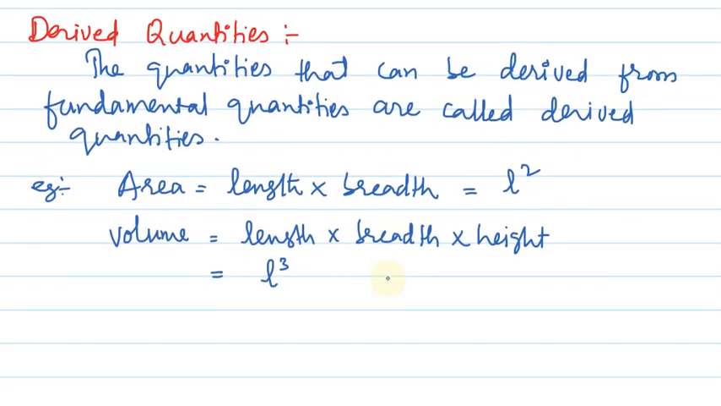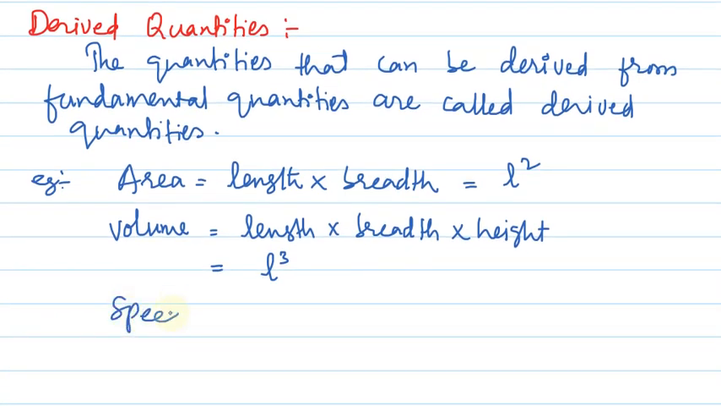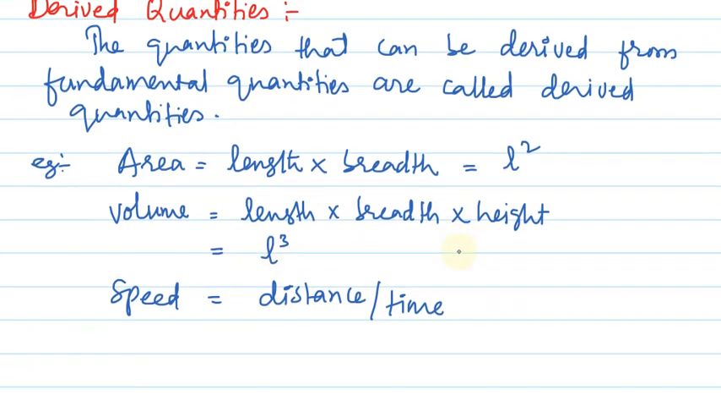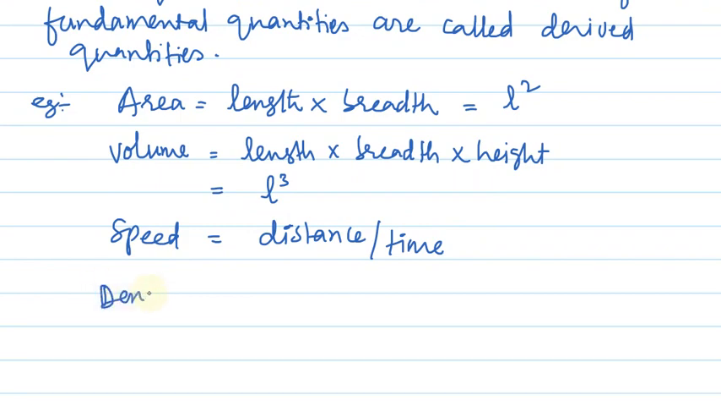Next example is speed. Speed is equal to distance upon time. Distance is nothing but length, and time is also a fundamental quantity. So speed is a derived quantity. Next example, density. Density is nothing but mass upon volume. Mass is a fundamental quantity. Again, volume is a derived quantity which is obtained from a fundamental quantity. So density is a derived quantity.